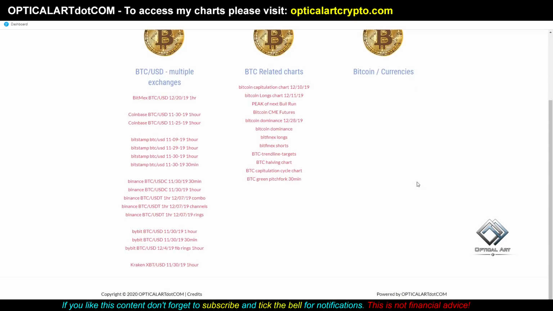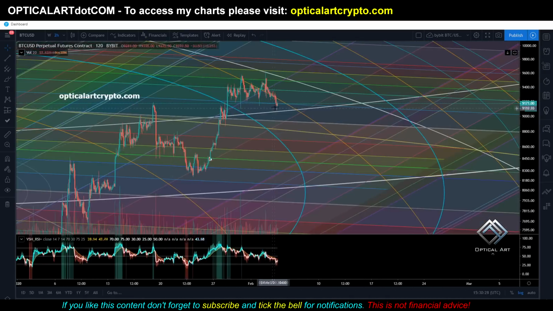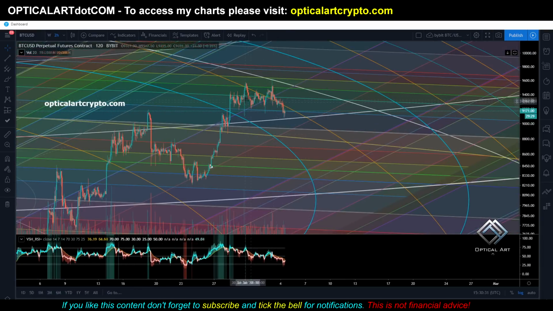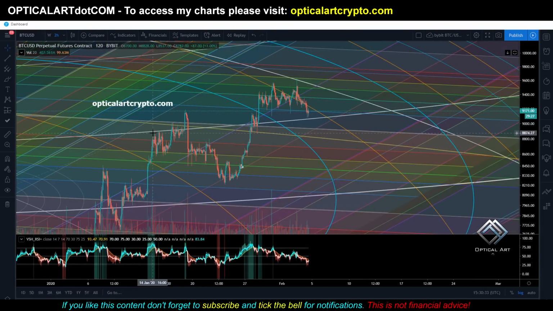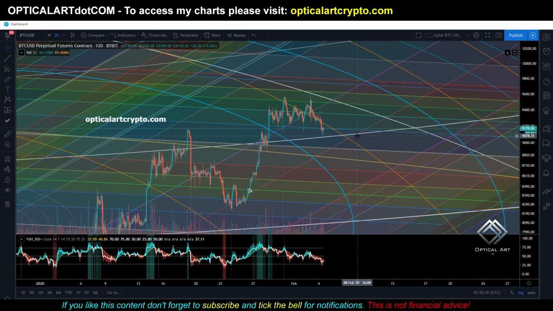So before I get onto the TA, I did update some of these charts. For instance, the Bybit chart here. I did add other fib channels, so you have some targets. You can see this line right here is a lot of support and resistance, so there was nothing above this point. I did update some of these charts just so you have some targets to use.